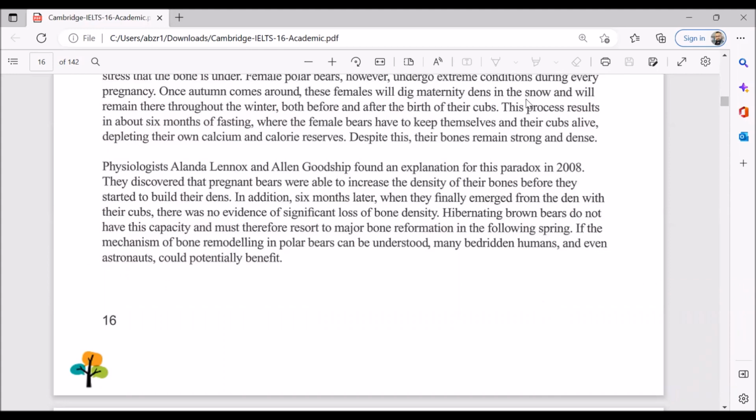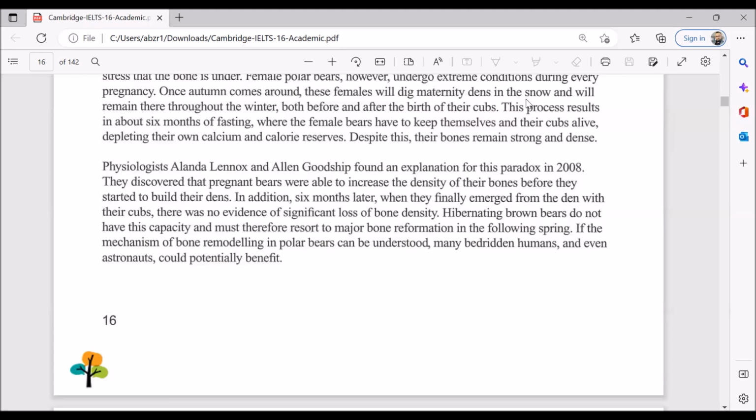Researchers Alan Gottschalk and colleagues found the paradox, and they discovered that the pregnant bears were able to increase bone density. However, brown bears do not have the capacity and must therefore resort to major bone reformation in the following spring. Oh, now spring is here. Hibernating brown bears do not have the capacity and must therefore resort to major bone reformation in the following spring.